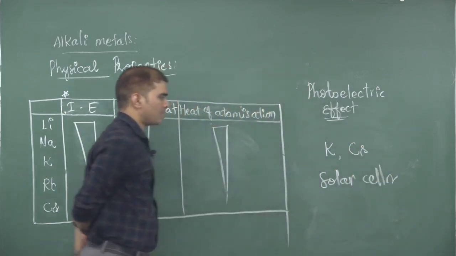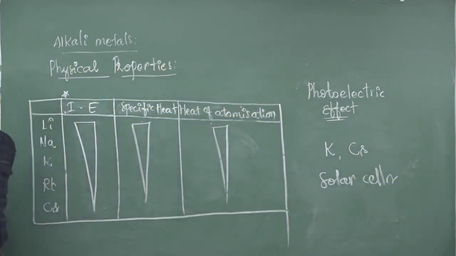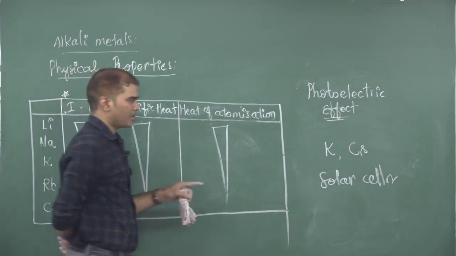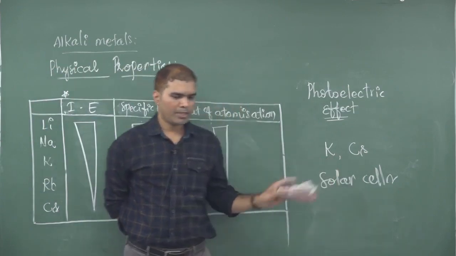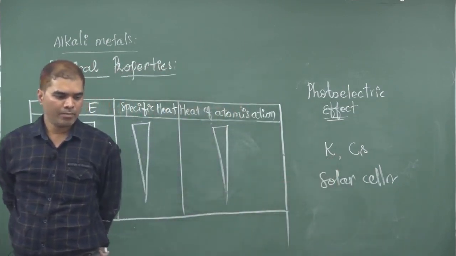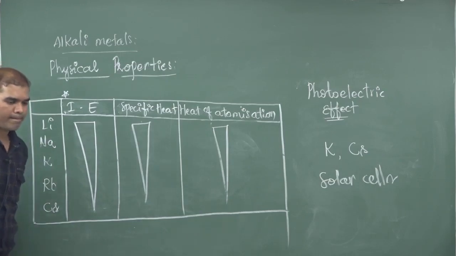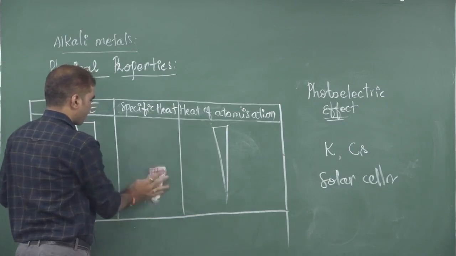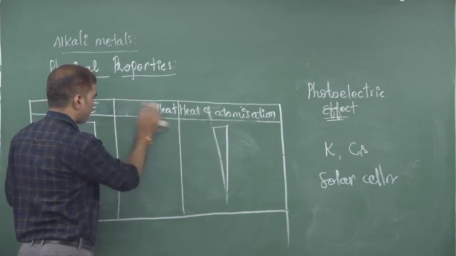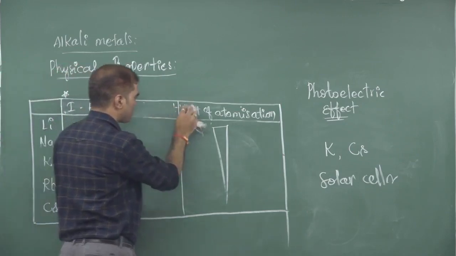Why are potassium and cesium used in solar cells? This is the reason, because they are ready to lose away that electrons. Okay? Add a statement. Potassium and cesium are used in solar cells.